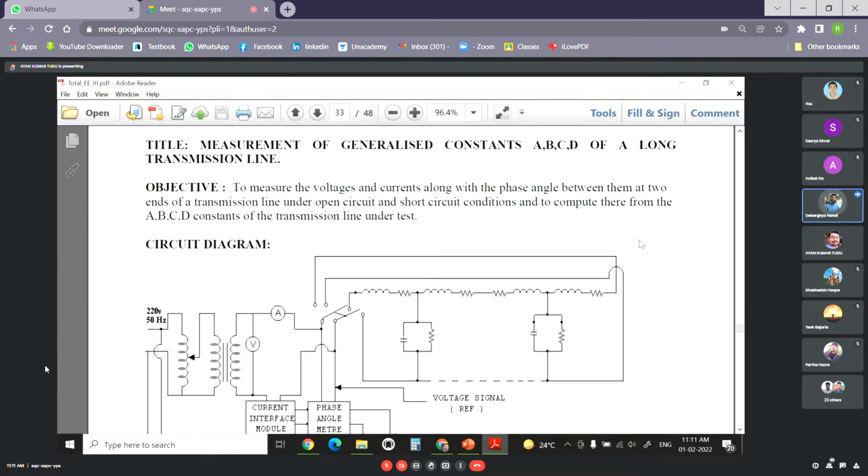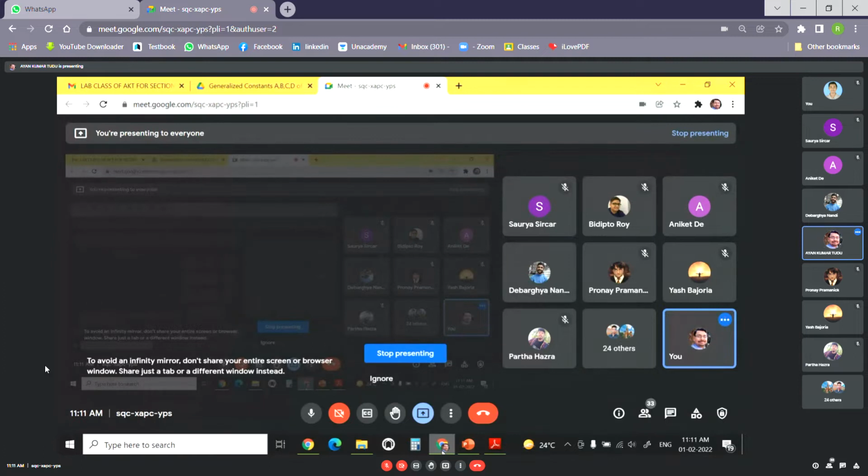Someone is trying to join. Where? Nobody is there. But he has said in the group. Nobody is here, as you can see on the screen, nobody is there.